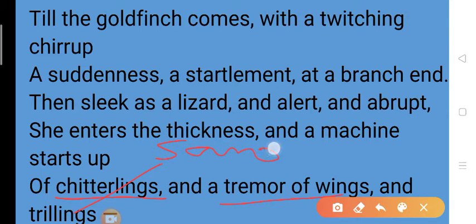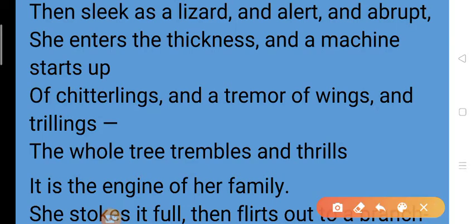Tremor of wings means involuntary vibration of the wings. These are small chicks, very young chicks. As soon as the mother goldfinch comes there, they start making sound, and it is referred to as machine. Means the sound created by the chicks of the goldfinch bird is compared to the machine. Like a machine is required to start the engine, the whole tree trembles and thrills.